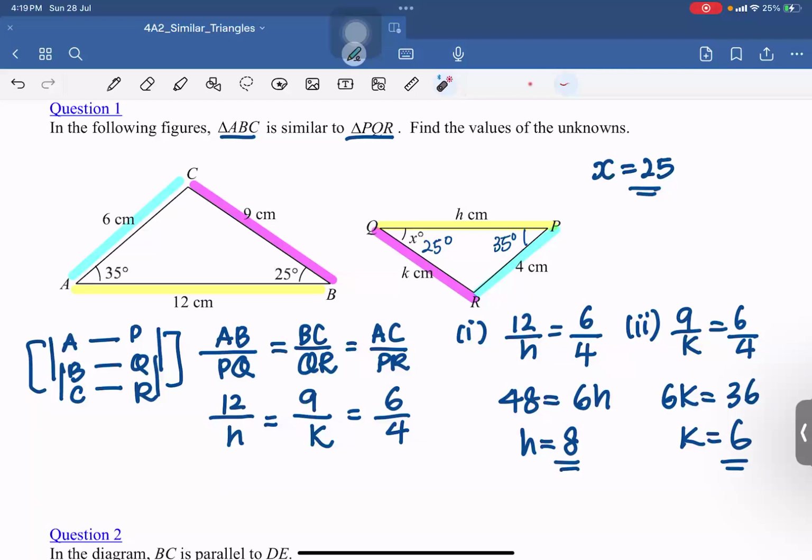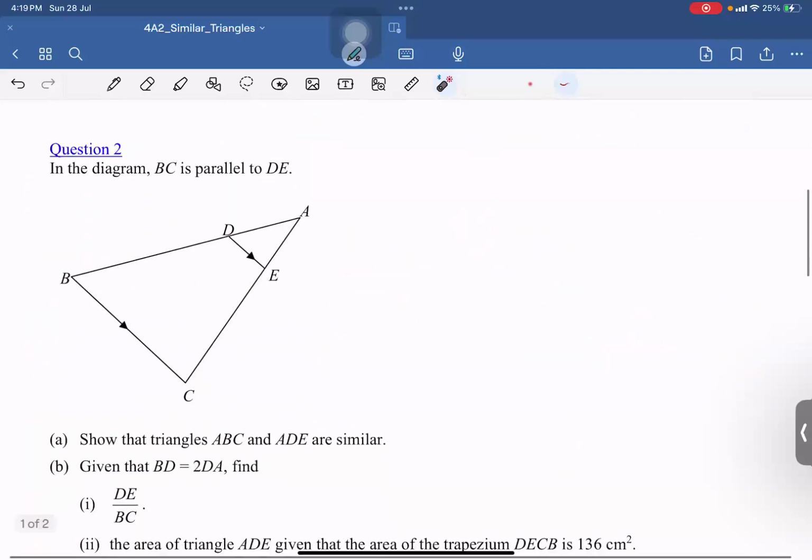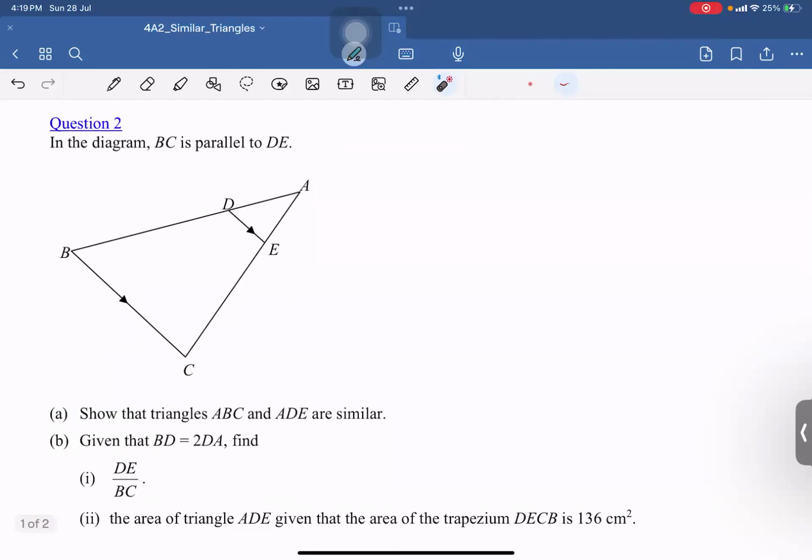Now let me move on to the next question, the next few concepts. In this diagram it is given that BC is parallel to DE. Show that the triangles ABC and ADE are similar. If you're going to show that they are similar, the easiest property we need is to find at least two equal, matching, corresponding angles.